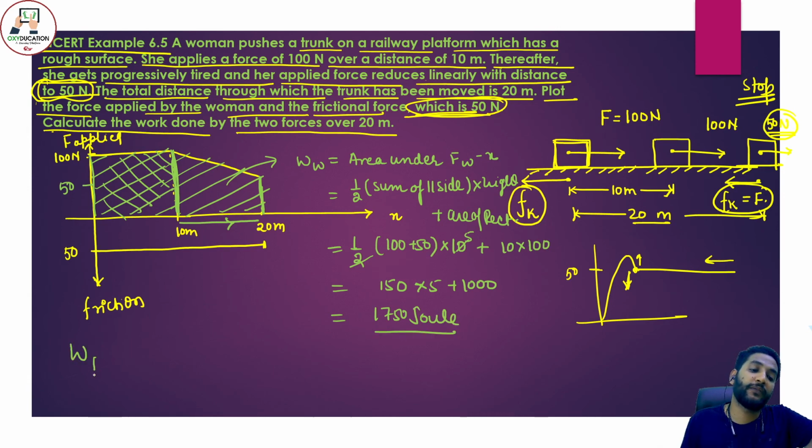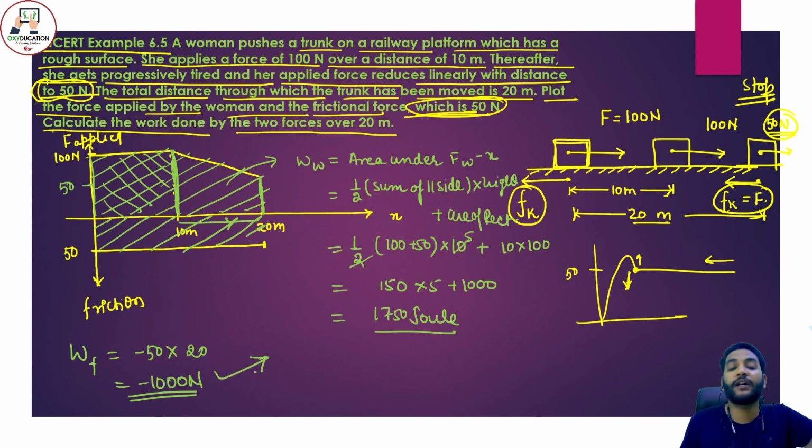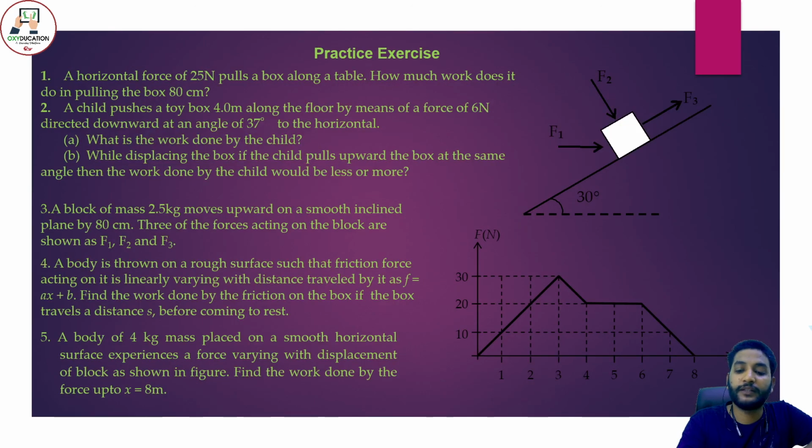While the work done by the friction is, चूंकि देखो ये नेगेटिव में है तो दिस होल एरिया नेगेटिव में -50 into 20, that is -1000 joule. Is that okay? So this is how we can calculate the work done by the women as well as the work done by the friction force. So for work done, we are done. We can conclude this, है ना? We can conclude this topic.